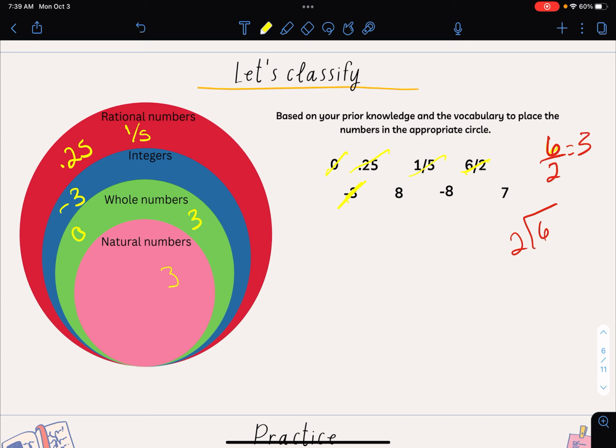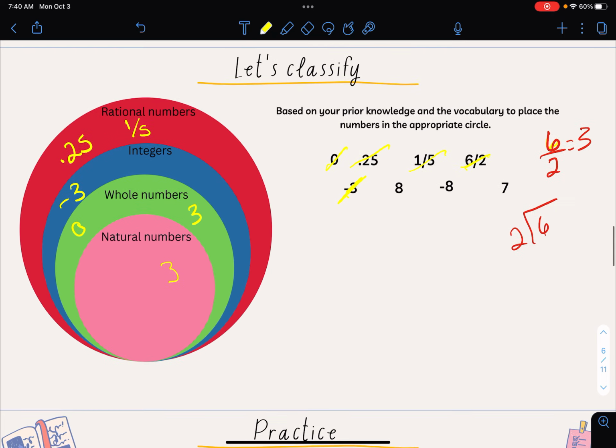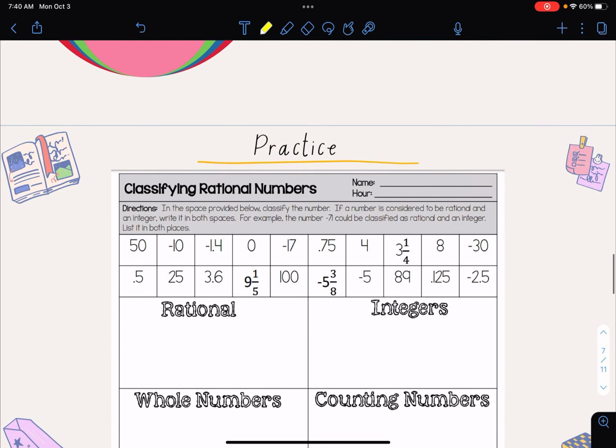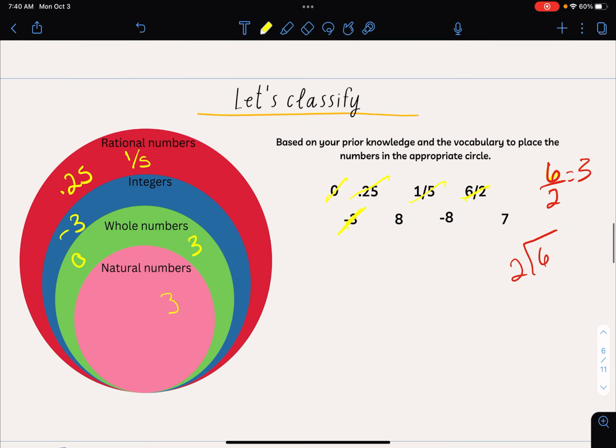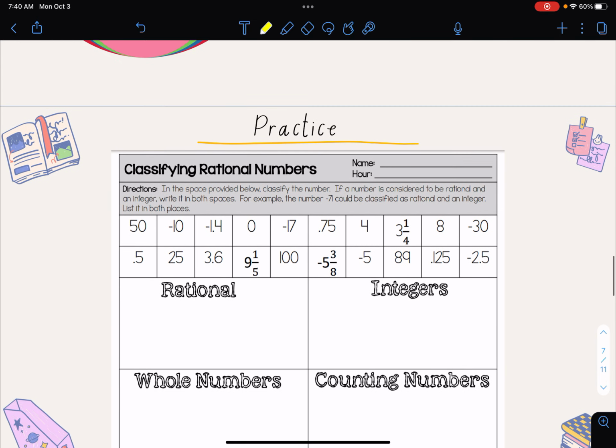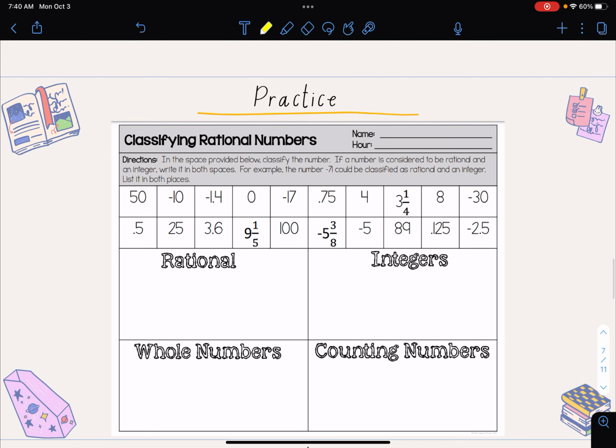Now you have 8, -8, and 7 to do on your own. Go ahead and finish those off. Pause the video. Put those where they belong. Like I was saying, pause the video. Put those 3 numbers on the diagram where you believe they belong, and then come back to finish your notes. So you come back for your practice. That's all for your notes. You're going to go ahead and complete your practice.